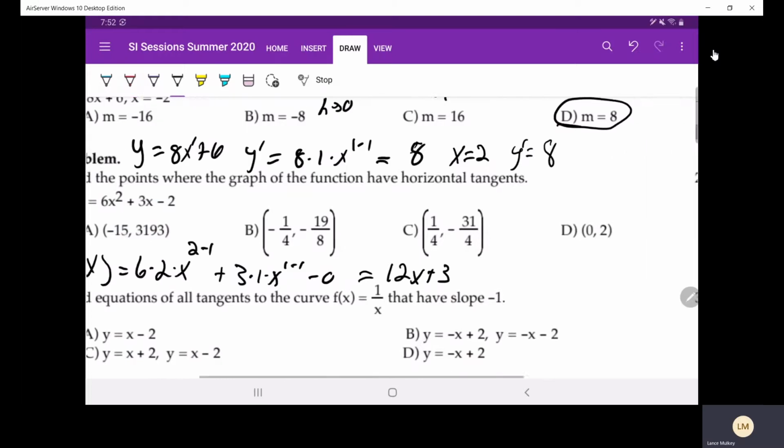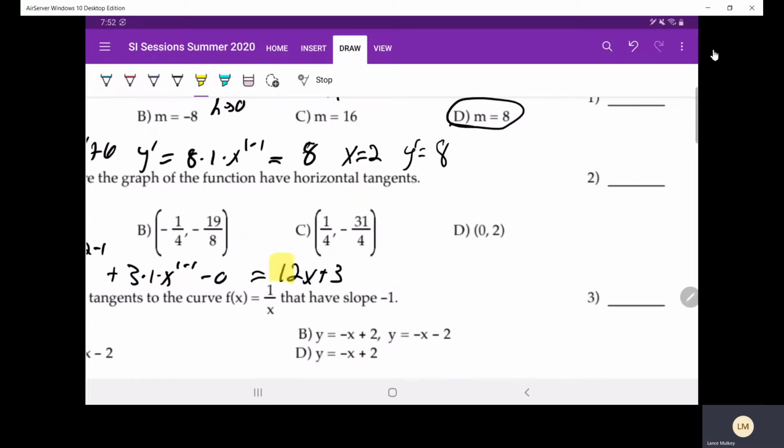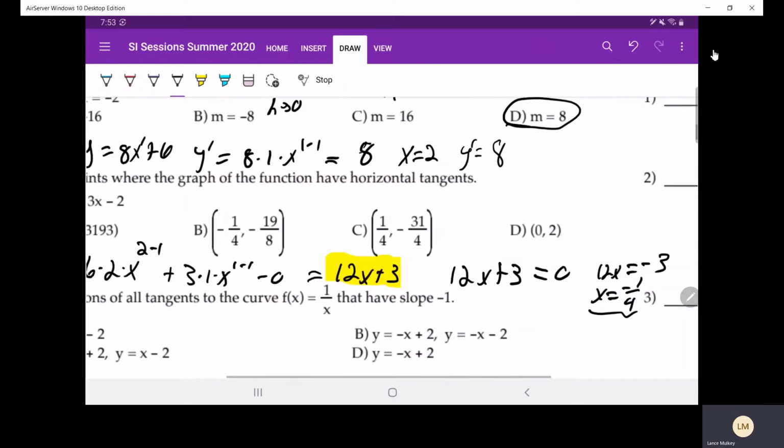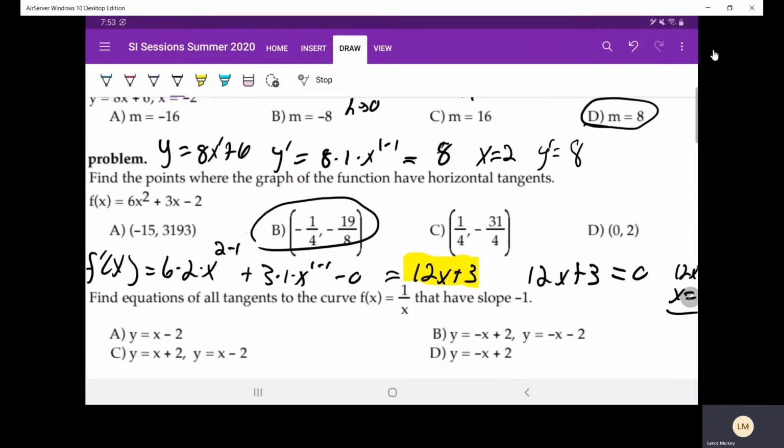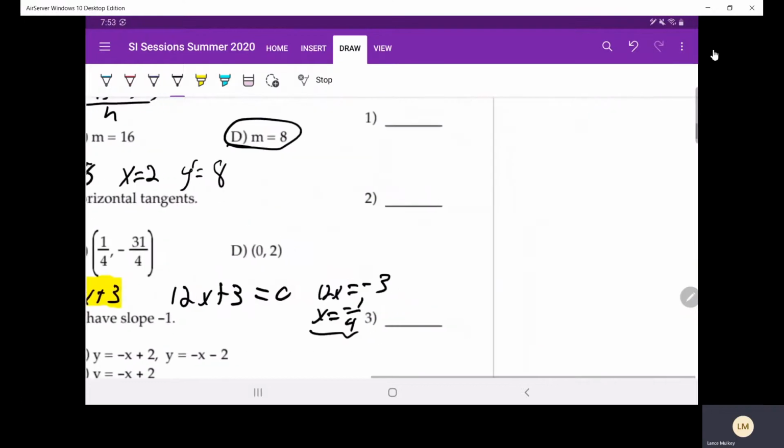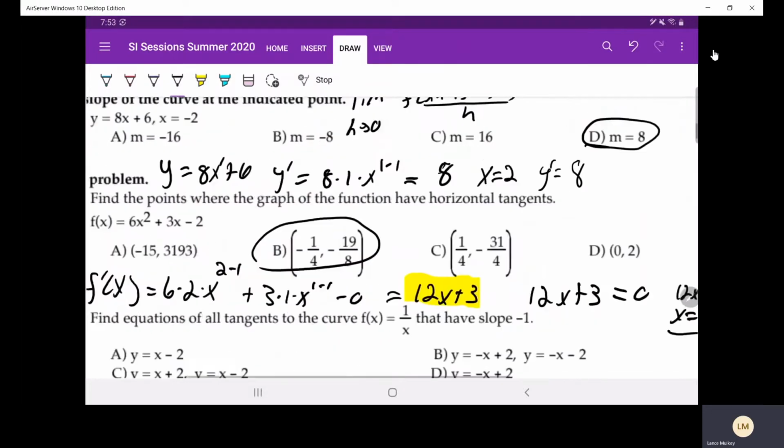So you want to know the slope. You want to know when this equation right here equals 0. So you set it equal to 0: 12x plus 3 equals 0. Then you solve for x, and you have 12x equals negative 3, x equals negative 1 over 4. Now, if you look at your answer choices, you only have one that works, but what you would do to find the point on the graph is plug x equals negative 1/4 into the original equation.